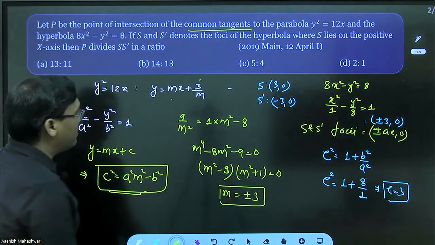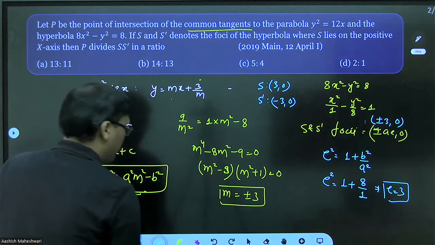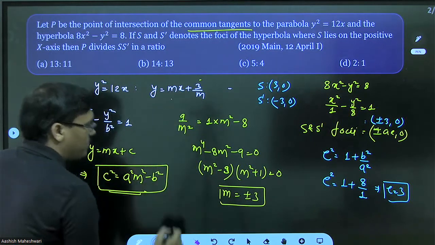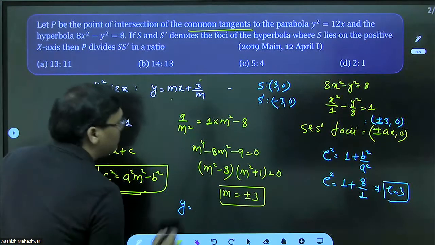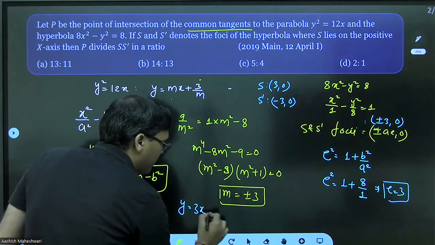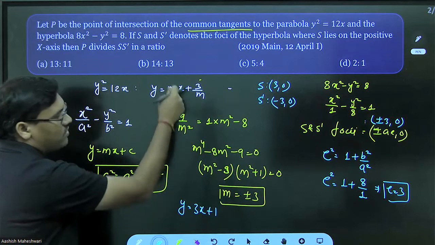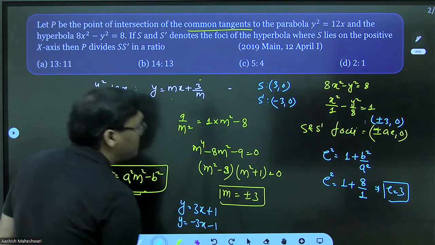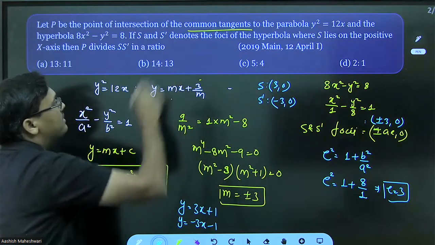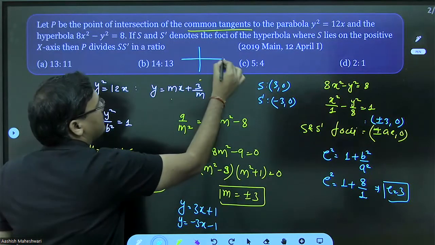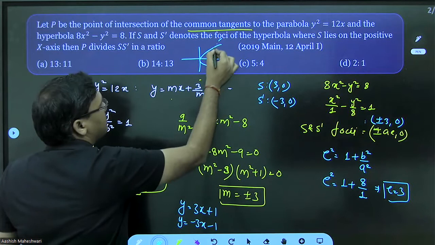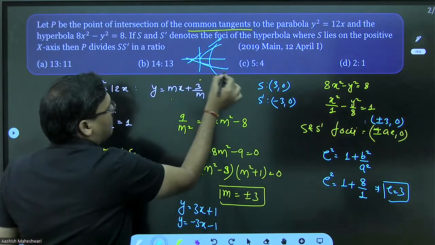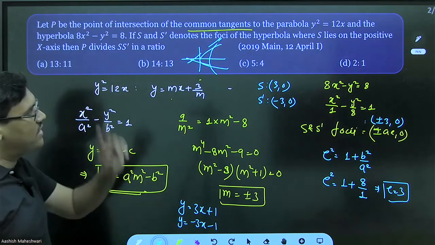Right? So what is the equation of common tangent? This is y is equal to mx plus 3 by m. If I put m is equal to 3, this is y is equal to 3x plus 1. If I put m is equal to minus 3, this is minus 3x minus 1. Why do we have two common tangents? You can see, let's say this is the parabola and this is the hyperbola. We can have one common tangent like this, another common tangent like this. So that is why we are getting two answers.